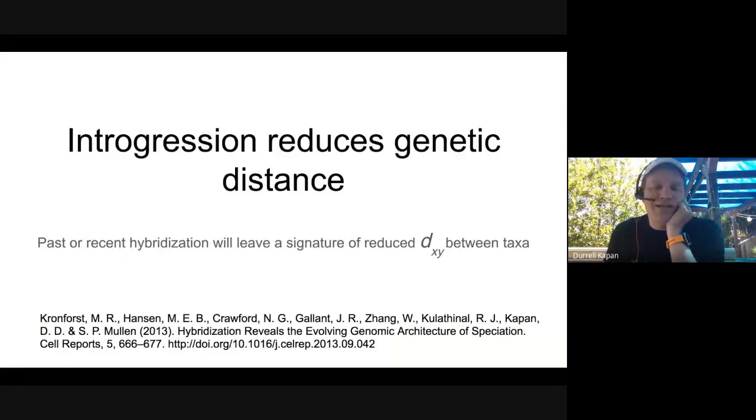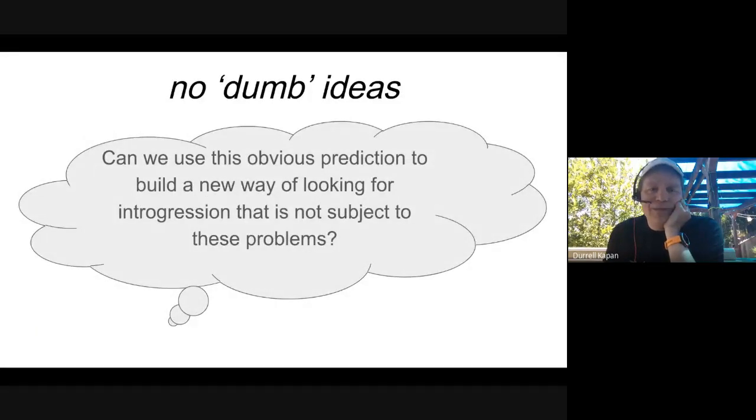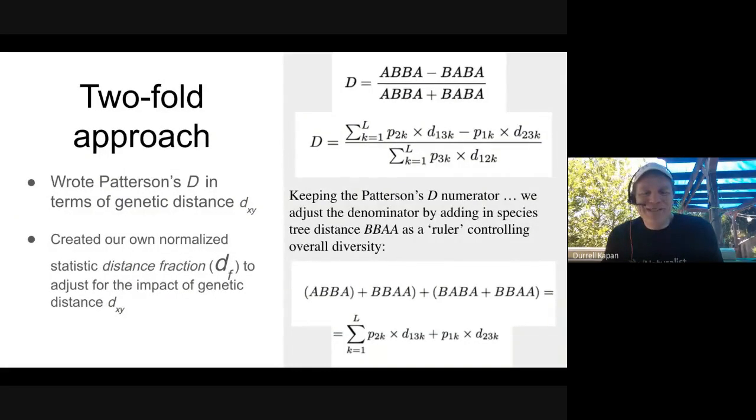I thought long and hard and did some exploratory analysis and realized I needed somebody to help me. But basically, I wanted to inspect that sort of dumb idea. Can we use this obvious prediction to build a new way of looking at introgression that doesn't have this problem? That's the whole point of today's talk, and it's kind of an advertorial, a non-tutorial. It's an advertisement.